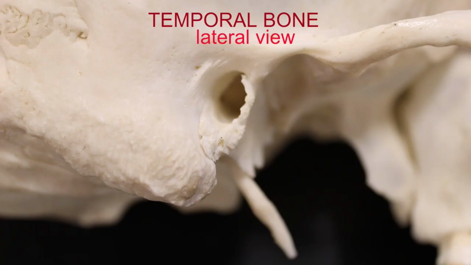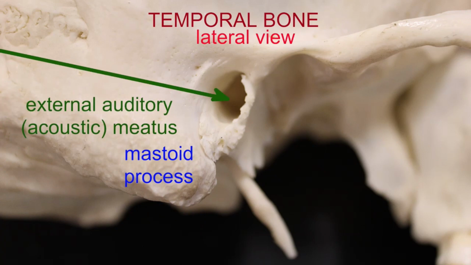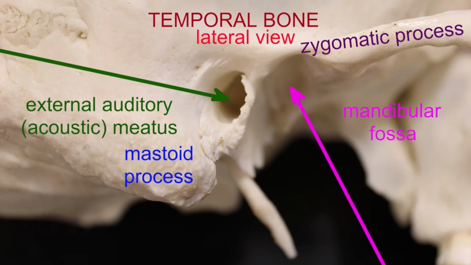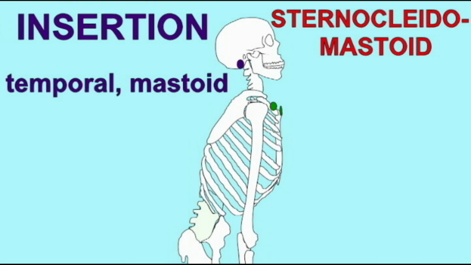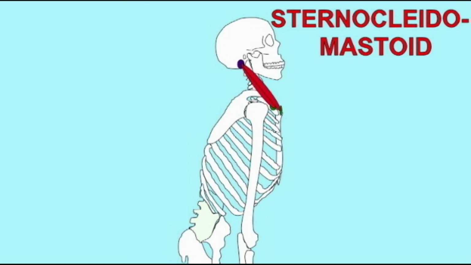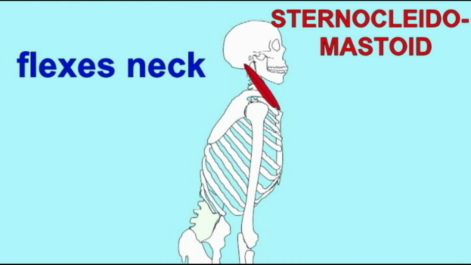There are several processes on the temporal bone for muscle attachment. So the mastoid process, posterior to the opening for the ear, is the anchor point for the sternocleidomastoid muscle, which attaches to the mastoid process, and when it contracts allows us to flex the neck and laterally rotate the head.